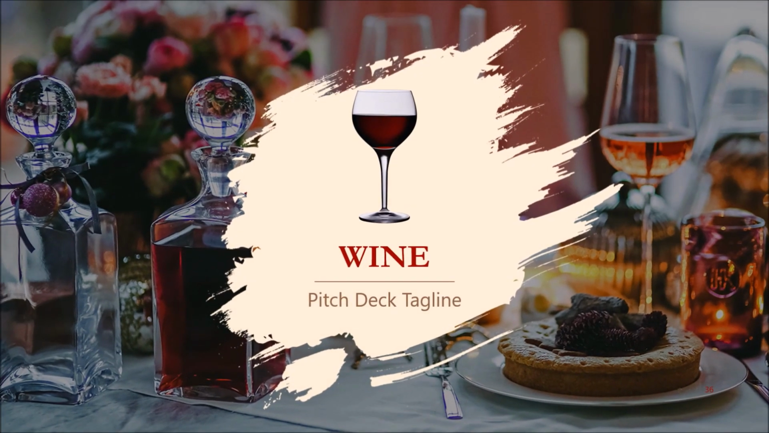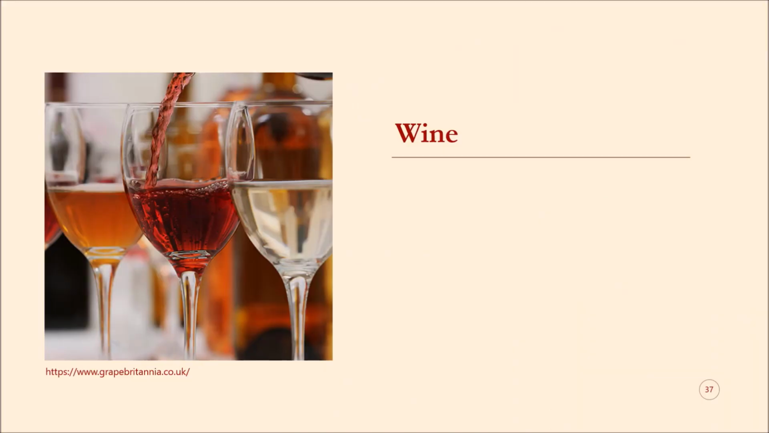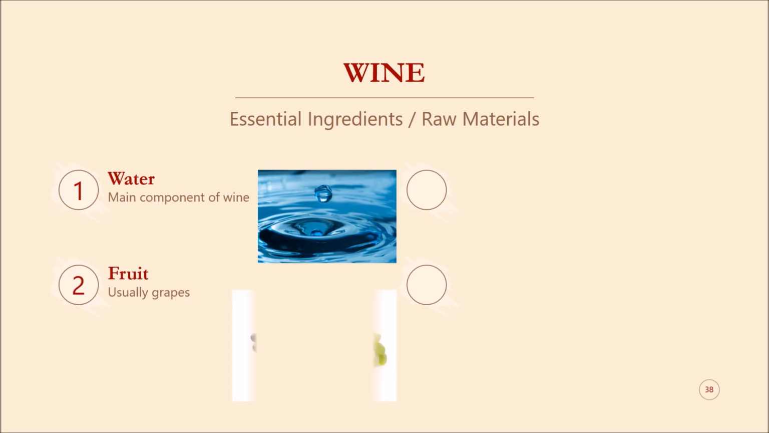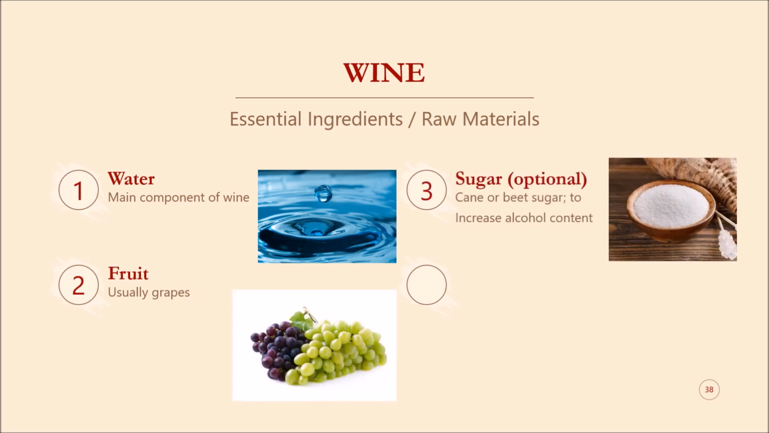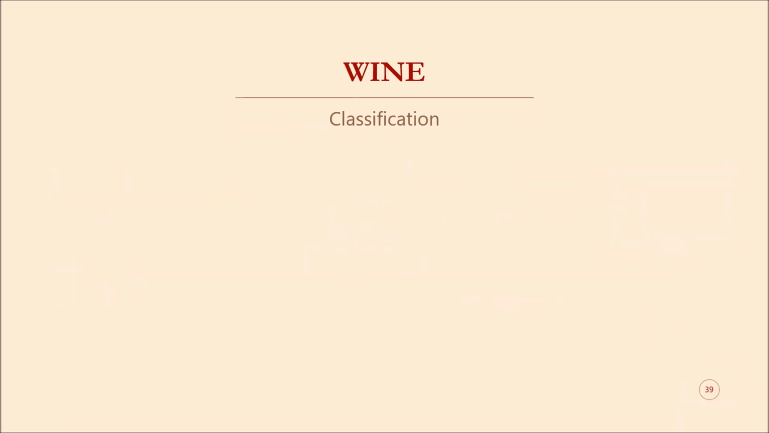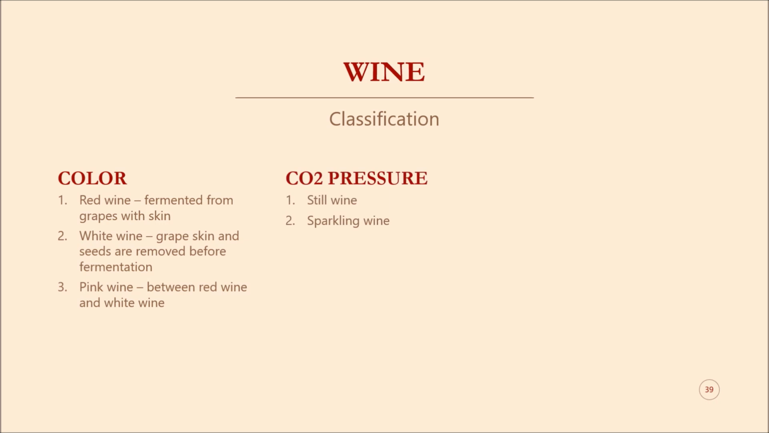Now let us go to wine. Wine is a fermented fruit juice which is usually made from grapes and has 8 to 14% alcohol content. The raw materials in making wine are the following: water, fruit, which is usually grapes, sugar, which is optional, increased alcohol content, and yeast that facilitates the fermentation process. These are the classifications of wine: true color, carbon dioxide pressure, and alcohol content.